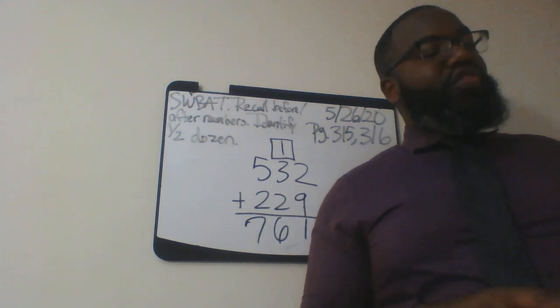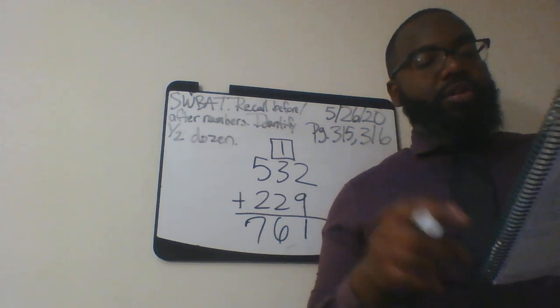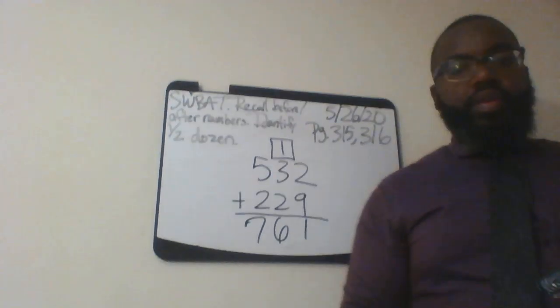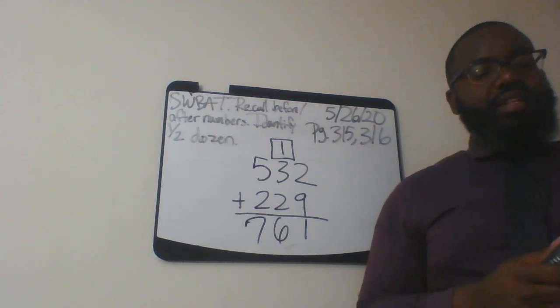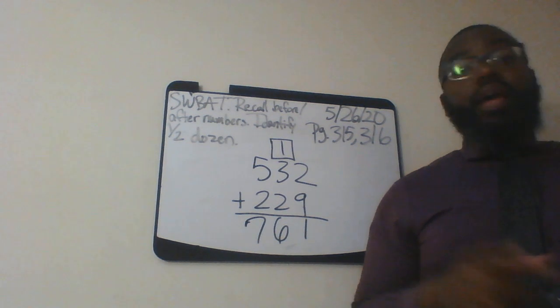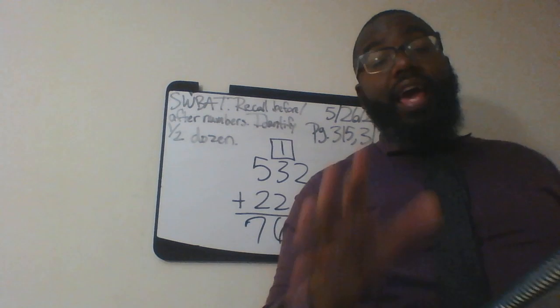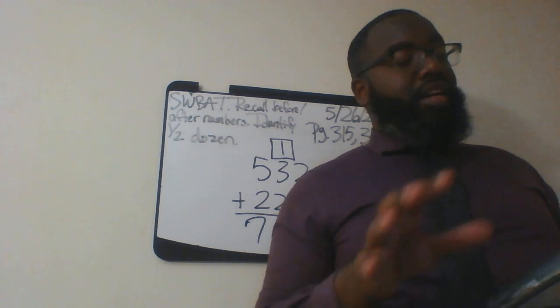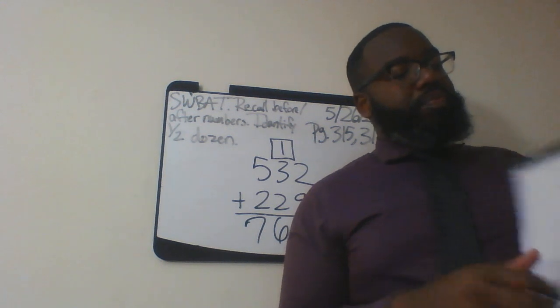Let's focus on number four. Number four says circle one half dozen birds. So, as we know, how much is a dozen? A dozen is 12. So one half dozen is half of that, and that is 6. So you're only circling 6 birds.